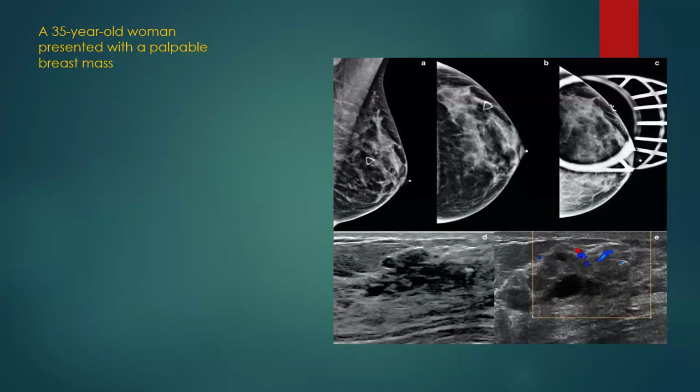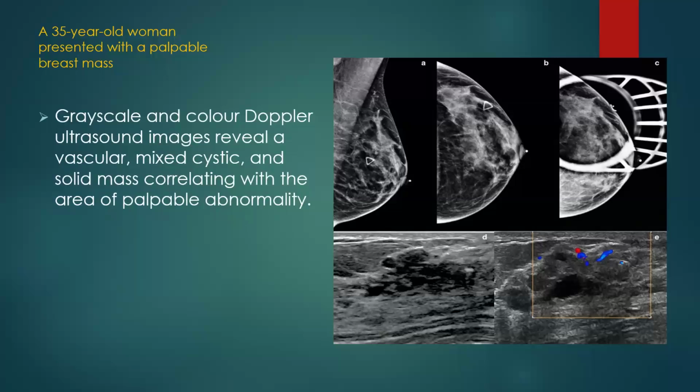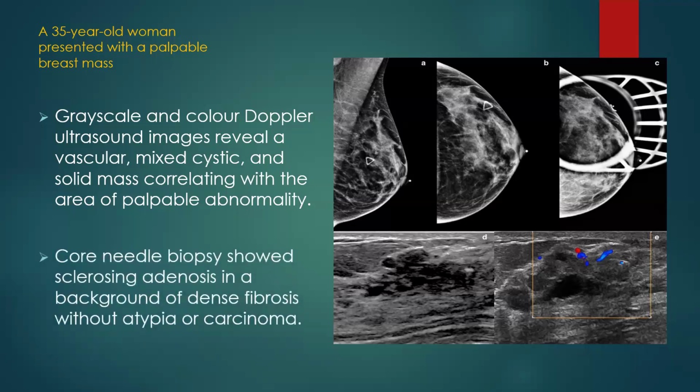We have a case here of a 35-year-old woman who presented with a palpable breast mass. The mammogram did not show any abnormalities, but the gray scale and color Doppler ultrasound images revealed a vascular mixed cystic and solid mass correlating with the area of palpable abnormality. The core needle biopsy showed sclerosing adenosis in a background of dense fibrosis without atypia or carcinoma.